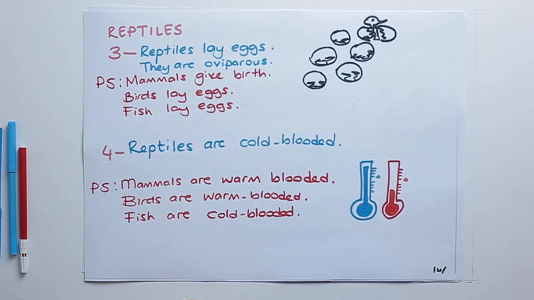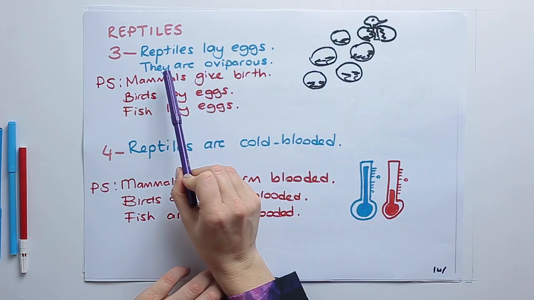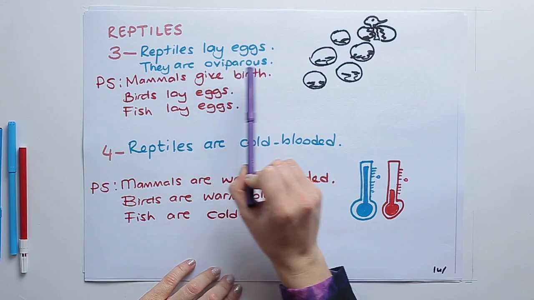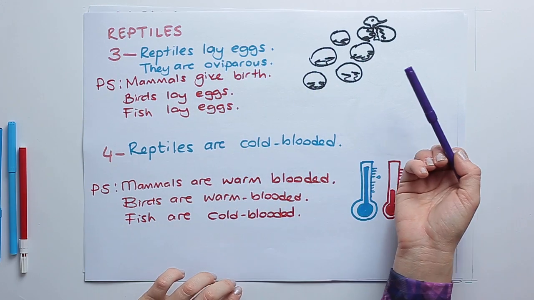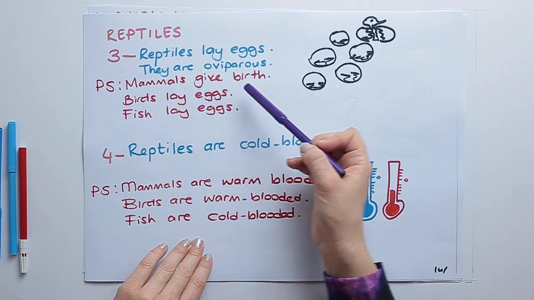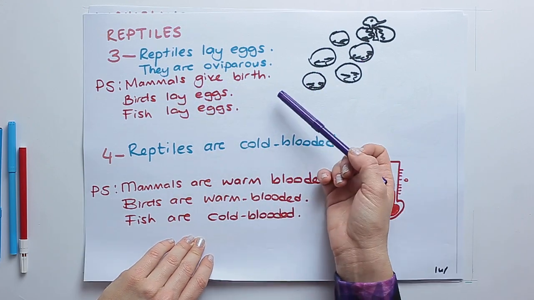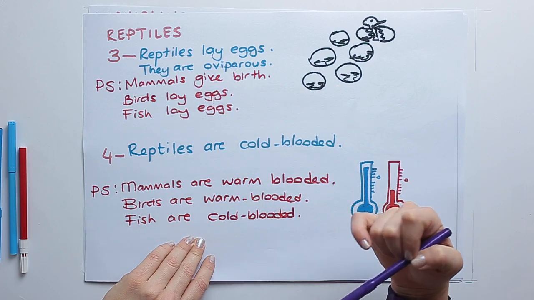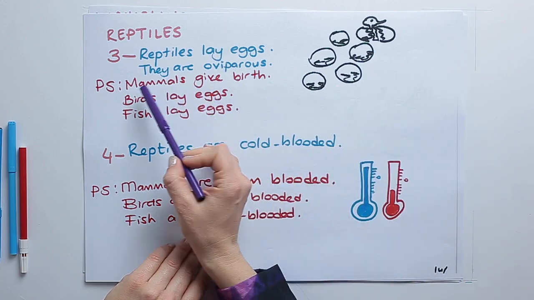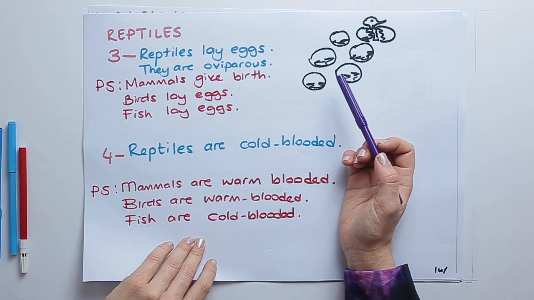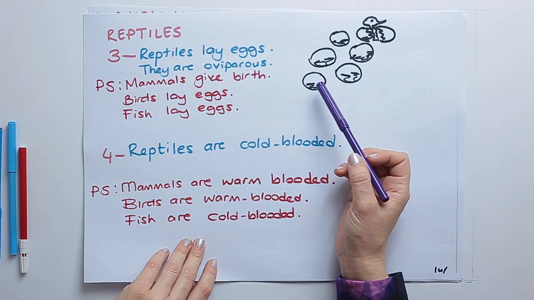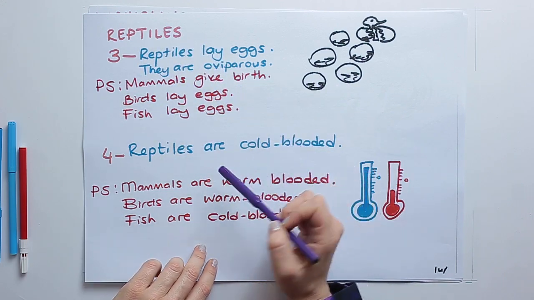Now the third feature for reptiles. Reptiles lay eggs, so they are oviparous. If you remember, mammals were giving birth, birds were laying eggs, fish are laying eggs, and reptiles are laying eggs too. Mammals here is the different kind, if you compare all these four.